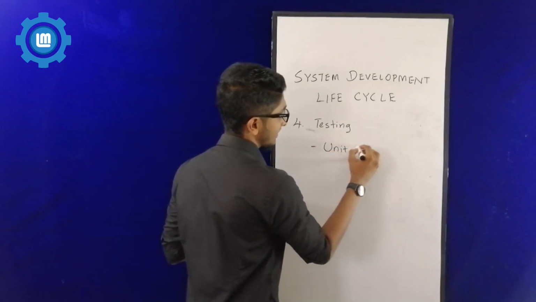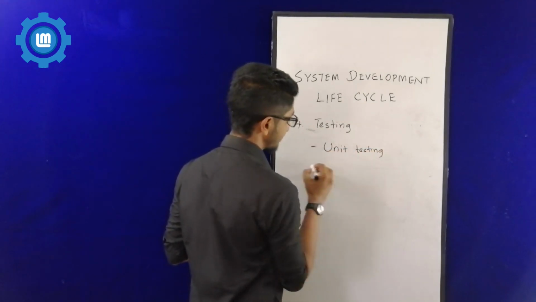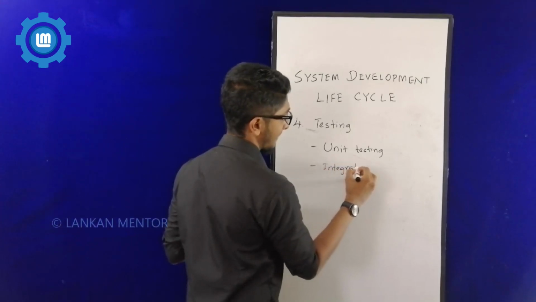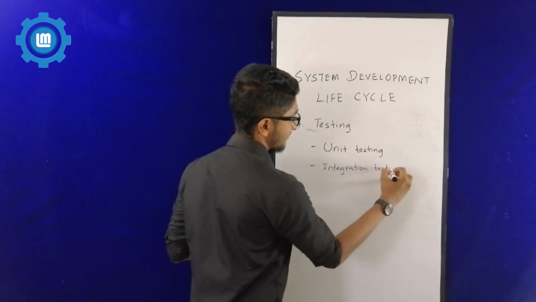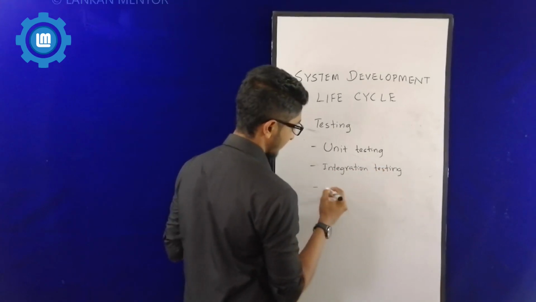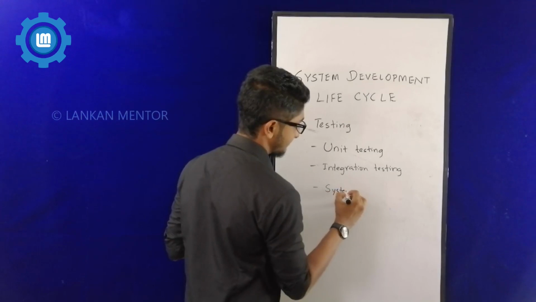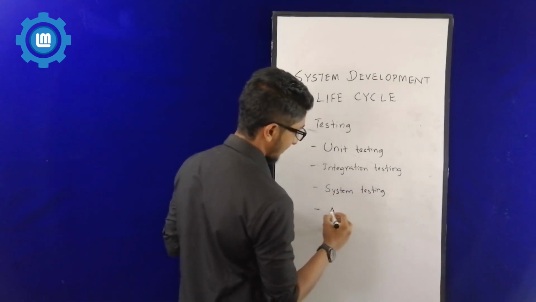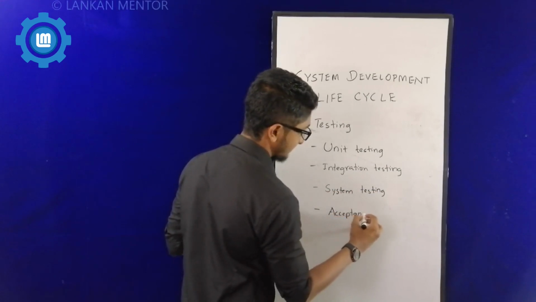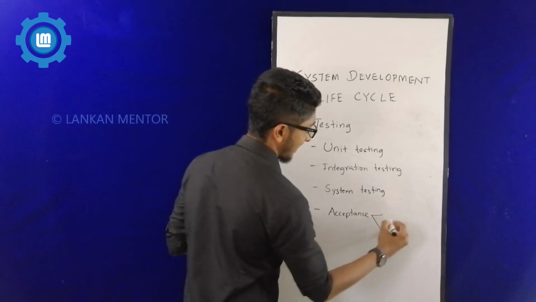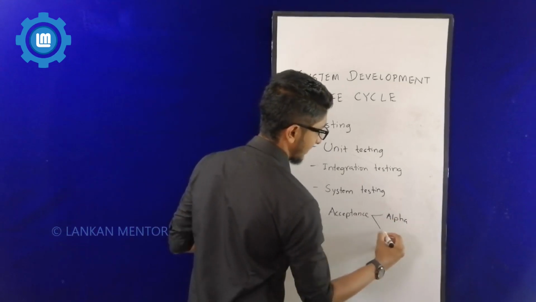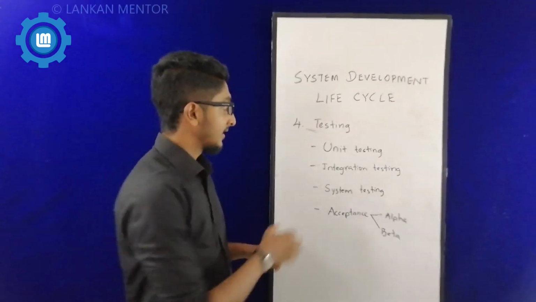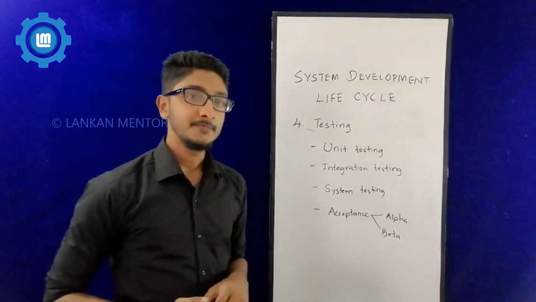First, there is this unit testing. Number 2, you have integration testing. 3, system testing. 4, acceptance testing. Among that you have alpha and beta testings. Right. Now, unit testing is like this.